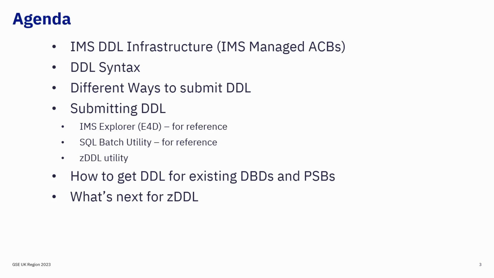So IMS Managed ACBs is the infrastructure we need to be able to run DDL. Then I'll talk about DDL in IMS, what the syntax looks like. I'll talk about the different ways to submit DDL. And then in submitting DDL, I'll go through each one of the ways. You can submit DDL from IMS Explorer for development, E for D.